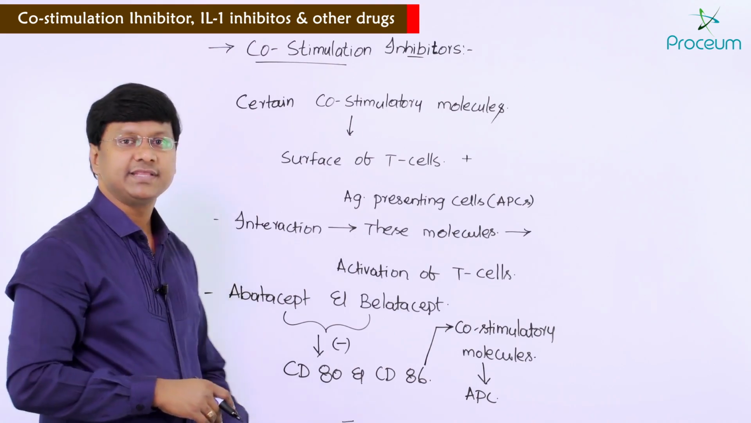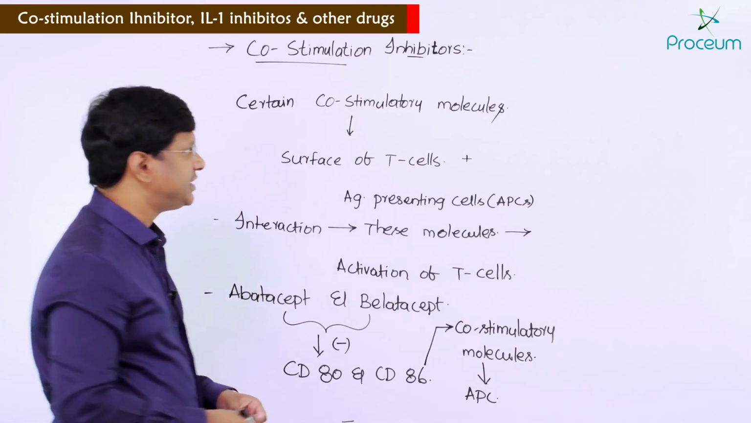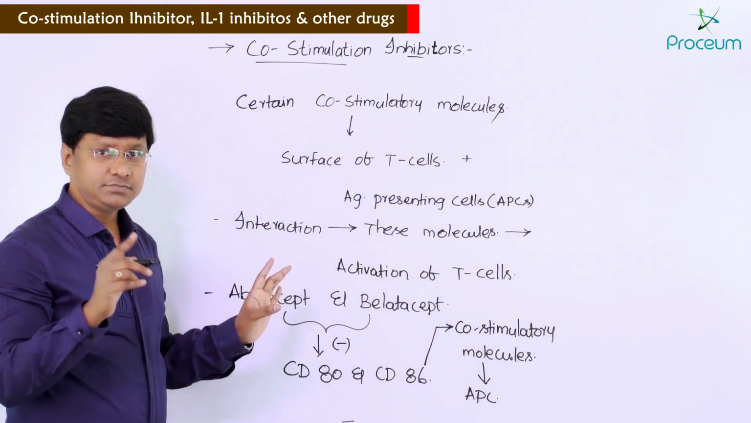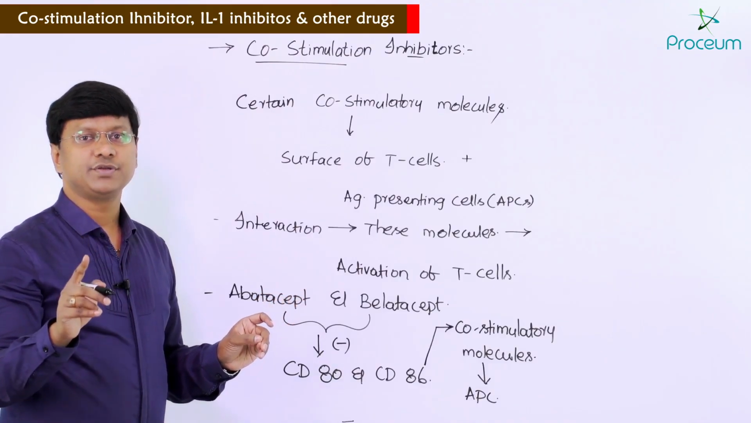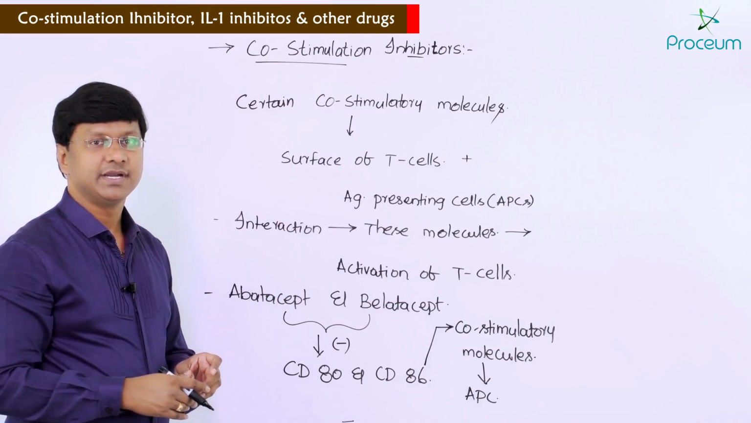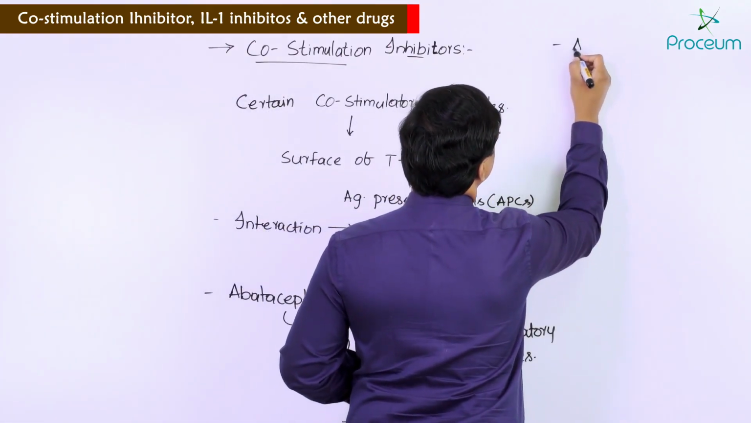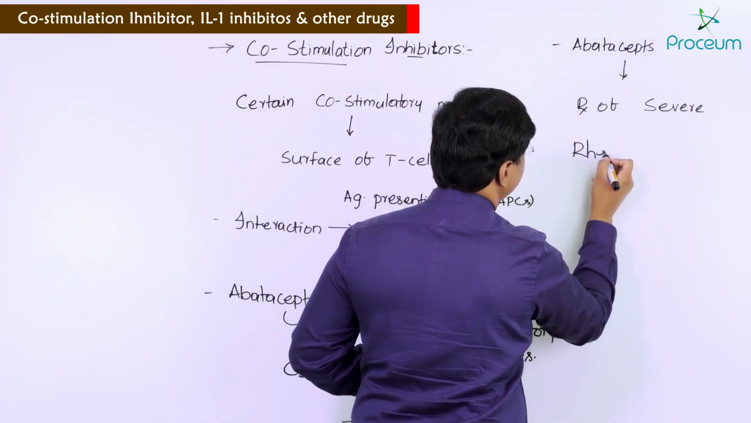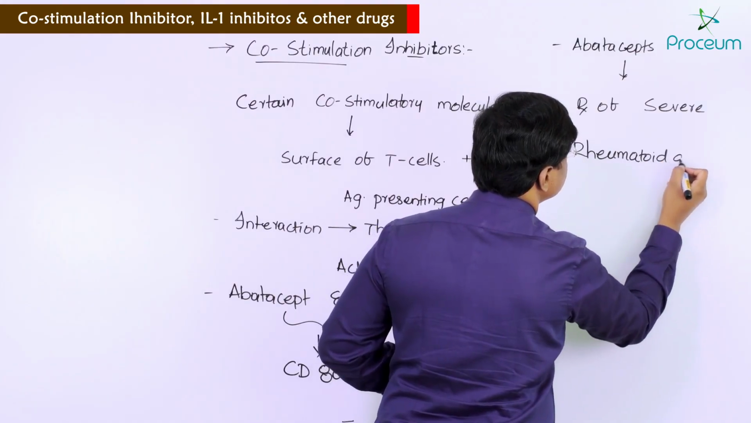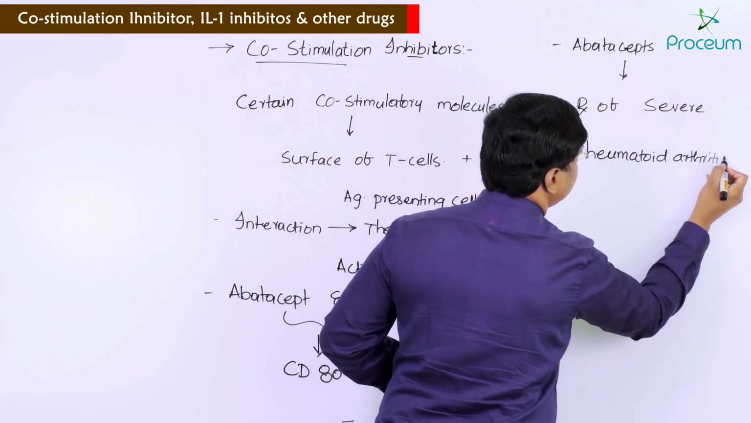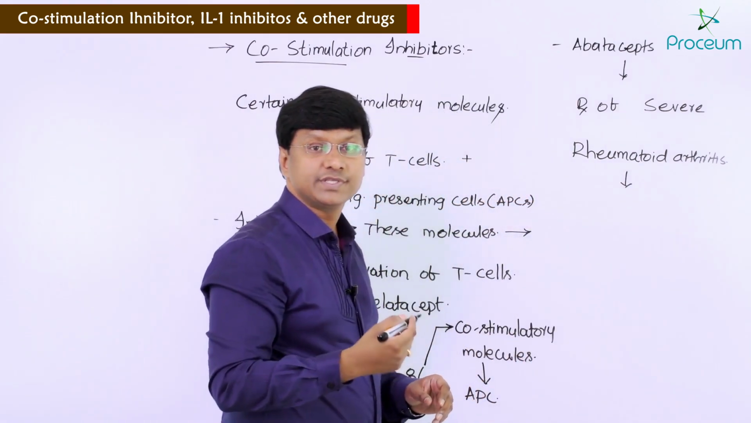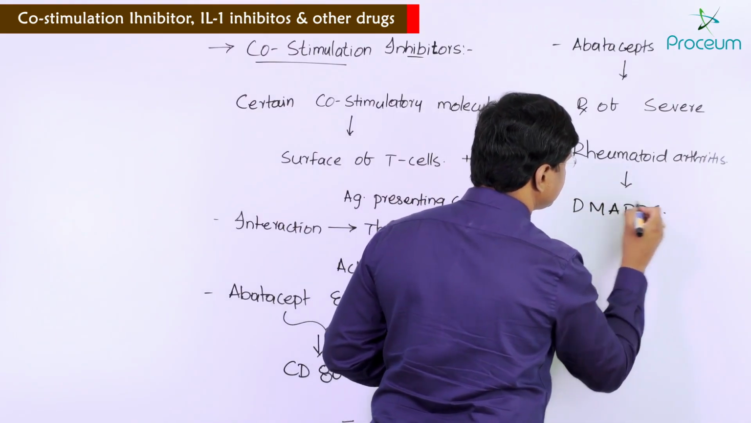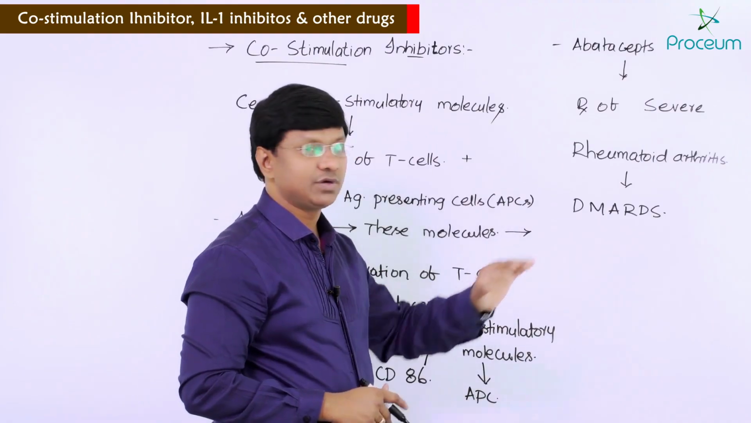Alright. Now you take Abatacept. Let me tell you the clinical condition where we use Abatacept. Remember, Abatacept is used in the treatment of severe rheumatoid arthritis resistant to DMARDs. Usually in rheumatoid arthritis, we use a group of drugs called disease modifying anti-rheumatic drugs, which are called DMARDs.